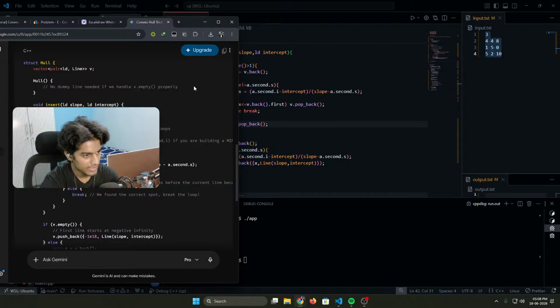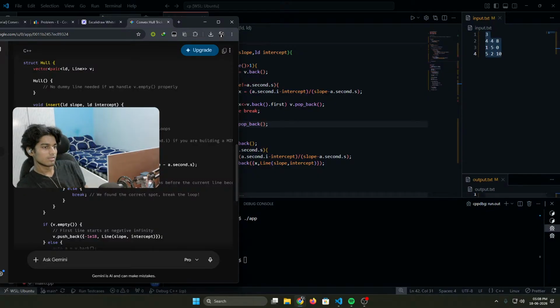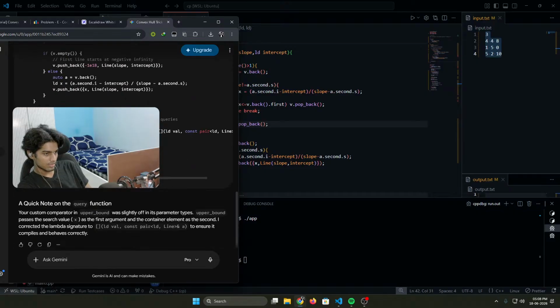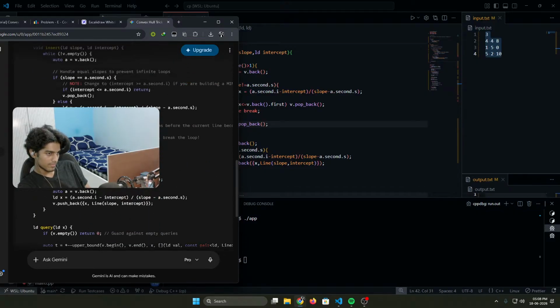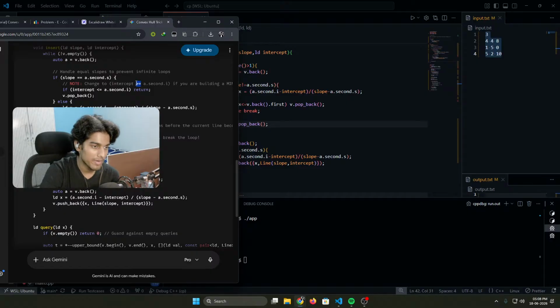No dummy line needed if we handle empty properly. Okay. If this is not empty, so you b dot back. Will this not crash? Wait a minute. This is fine. Yeah, so for the minimum hull, just a single sign change. So that is pretty easy.